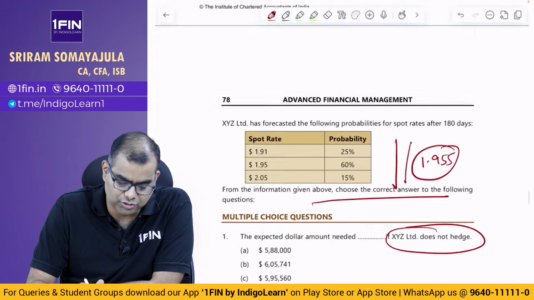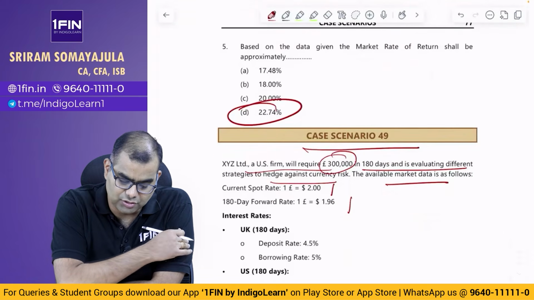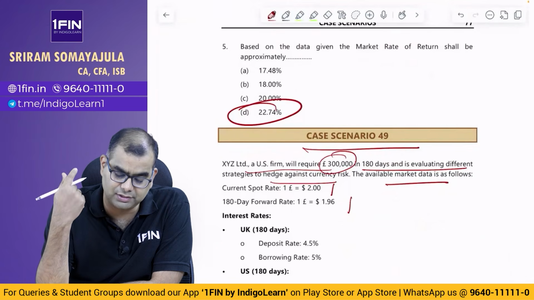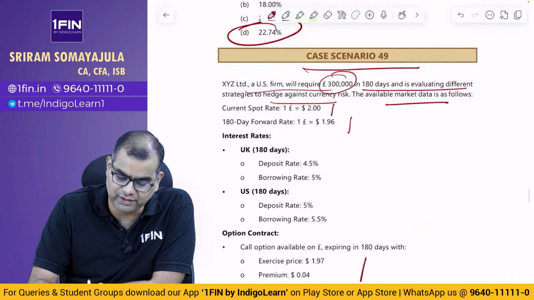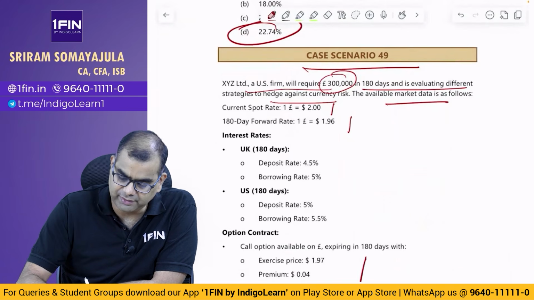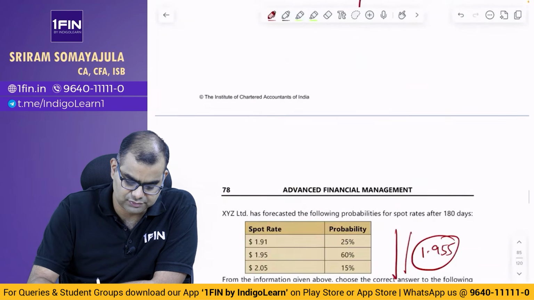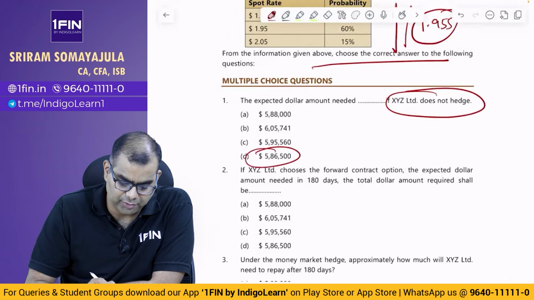This is the rate of what? How many dollars per pound. So you will require to pay 3 lakh pounds. So you will require this many, $1.955 per pound. So you into 3, you get 5.865. Yes, the answer is this, D, 5.865.